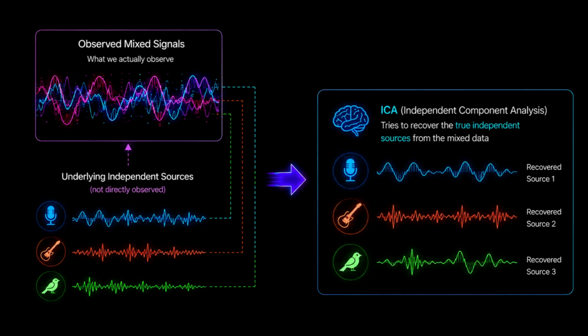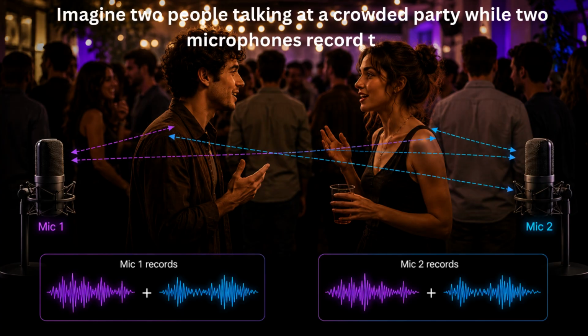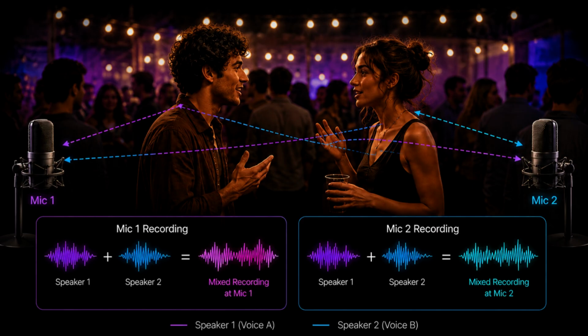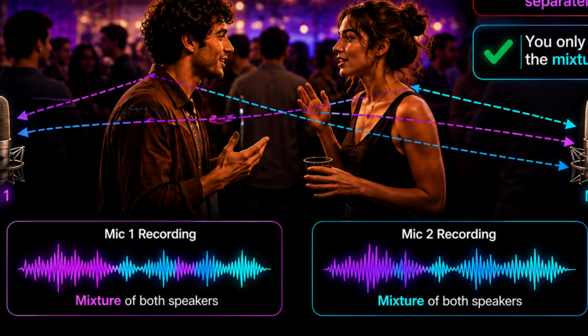And that's where ICA comes in. Imagine two people talking at a crowded party, while two microphones record them. Each microphone hears both speakers, so both recordings are mixtures of the two voices. You don't have either voice separately. You only have the mixtures.